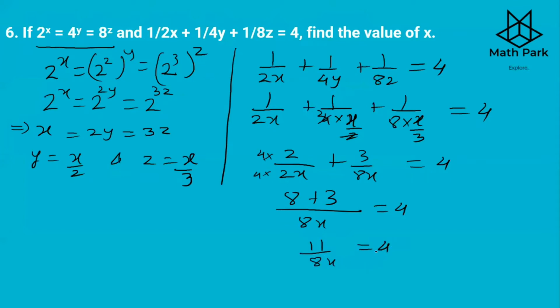So I want the value of x. So x moves here, 4 comes down. So this is how you get 11 upon 8 into 4 is equal to x, or x is equal to 11 upon 32. We are done.